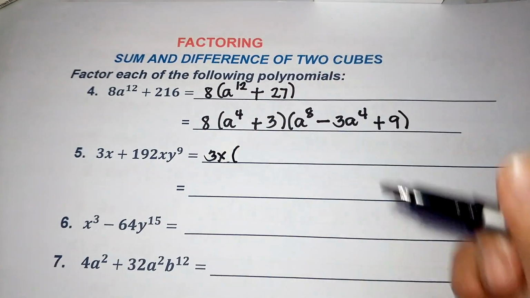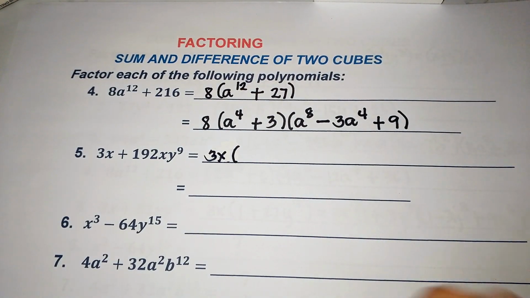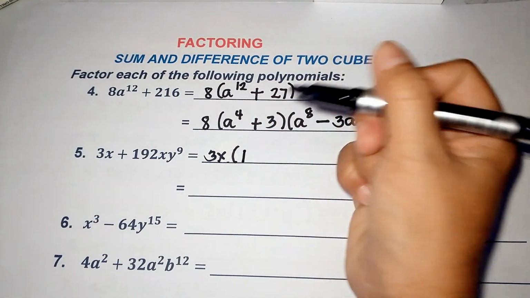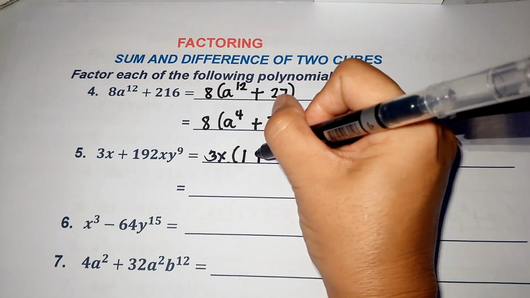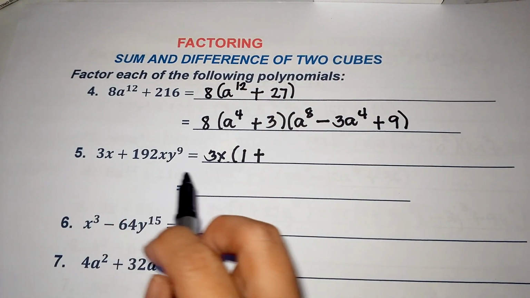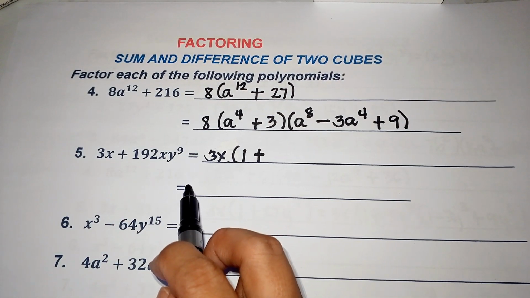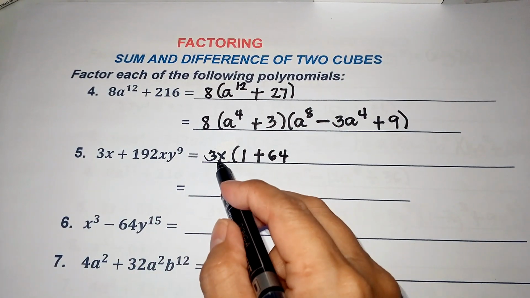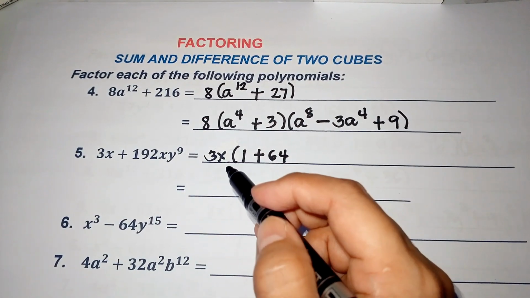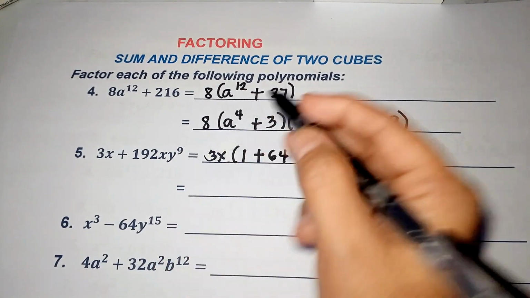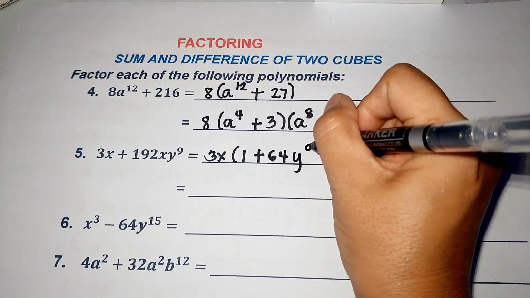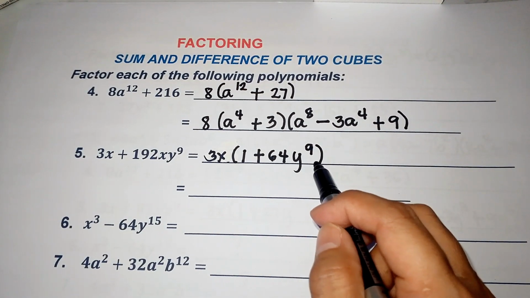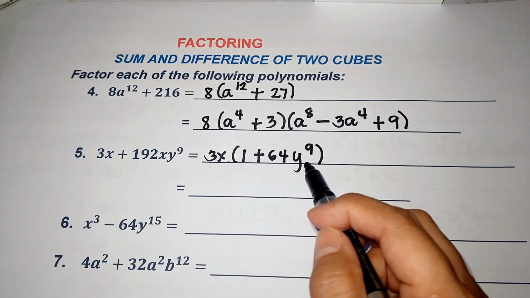So if you factor out 3x, then 3x divided by 3x is 1. Then plus, and then 192 divided by 3 is 64. Then for this x, it was already factored out, so it is already divided. And then y to the 9th. So this is now a cube, and another cube. So this is a sum of 2 cubes.